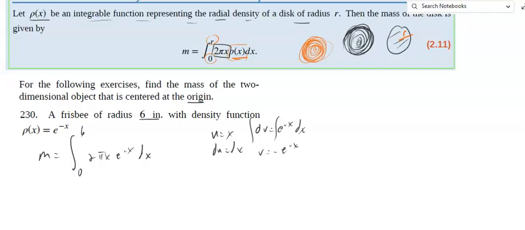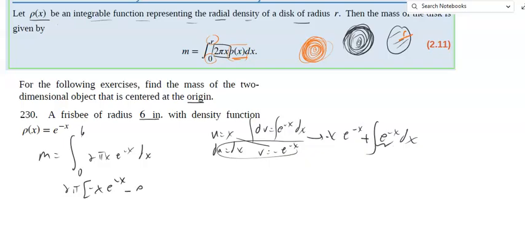V will be negative e to the negative x, and the 2 pi is a constant. That yields the product of those, negative x e to the negative x, minus the integral, and when you multiply those, that becomes plus e to the negative x dx. When you integrate that, you get minus e to the negative x, and that's basically it, evaluated from 0 to 6. Just be cautious that e to the 0 is not 0, it's 1.